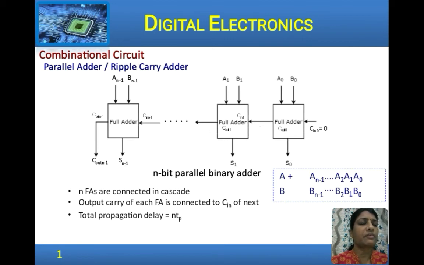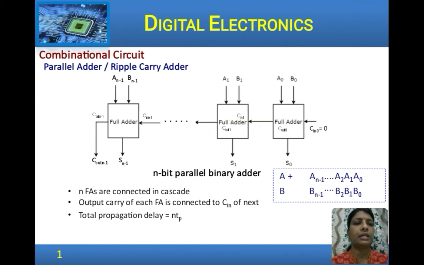Now for the first adder, carry input is given as 0, or for the first adder a half adder can be used. We know in a full adder, three inputs are given, A, B and the carry input, and the outputs are sum and carry. The carry output of each full adder is given to the carry in of the next stage. So A, B, the two bits plus the carry are added and we get the sum and carry which is given to the next stage.